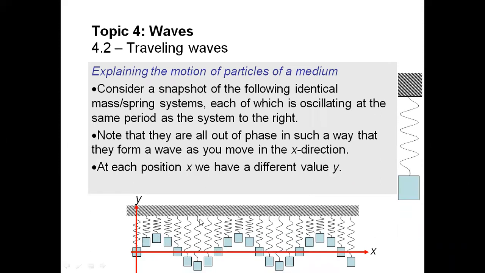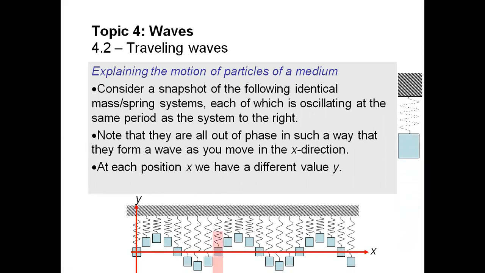So now we will have some more definitions related to waves. At each position x, we have a different value of y. So let's see what it means.